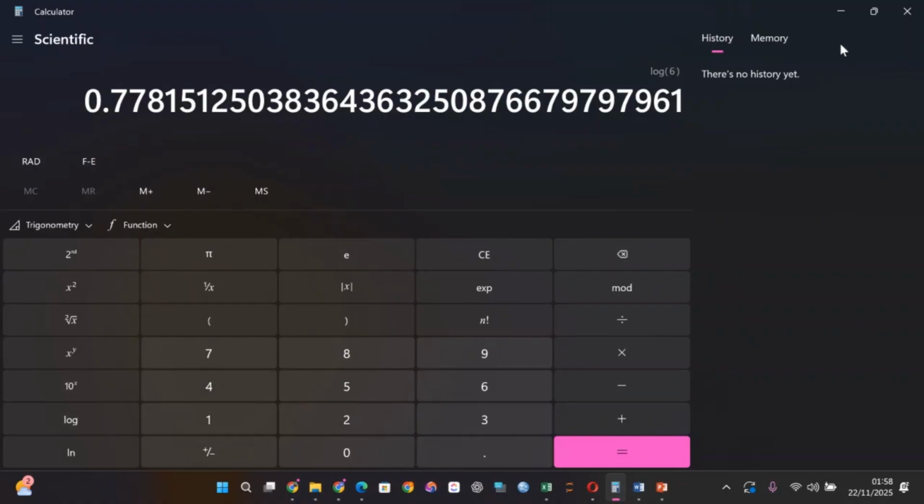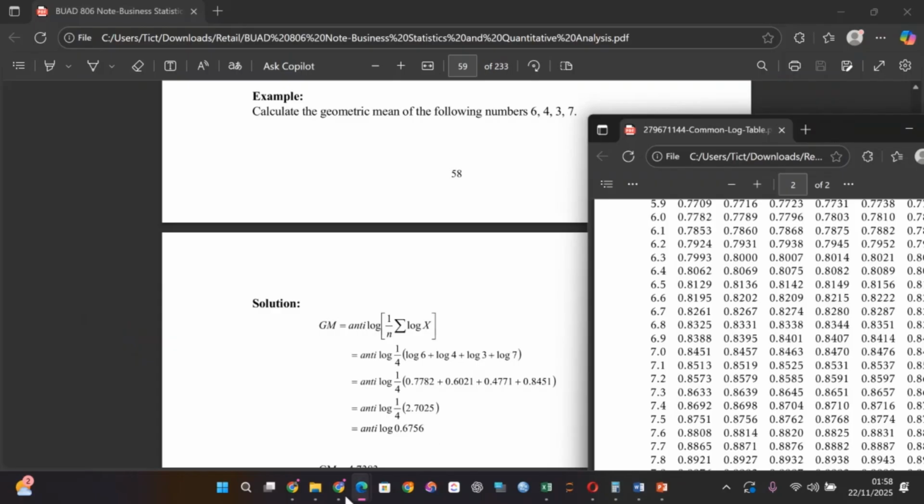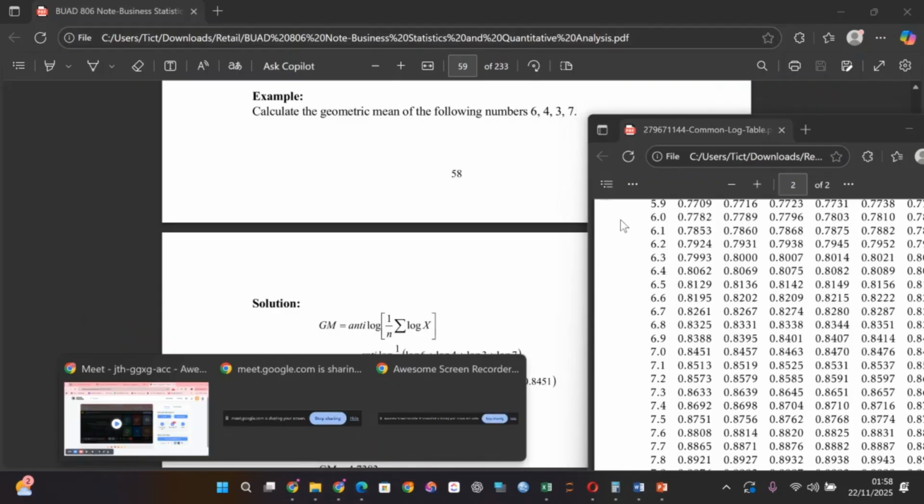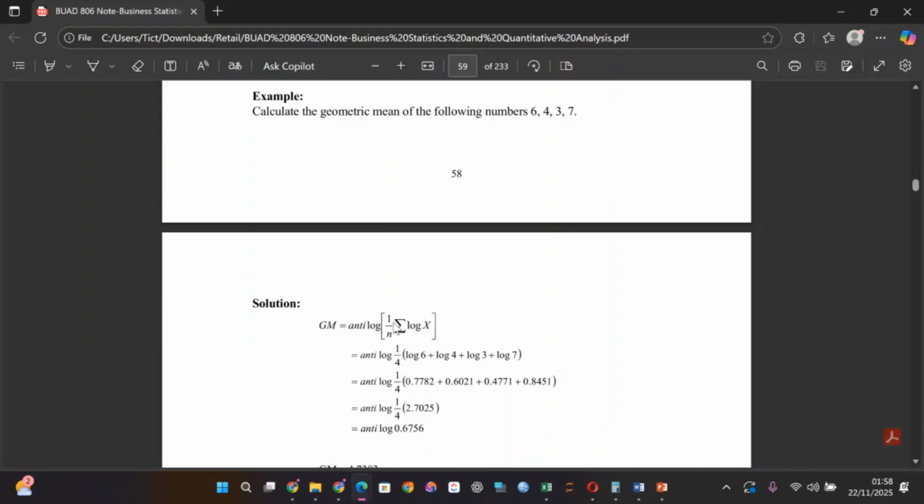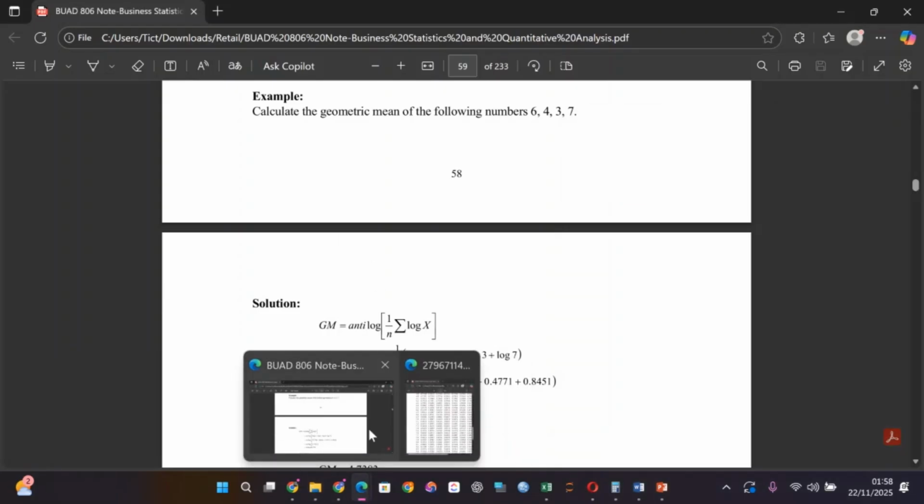Sorry, please. Your screen is not moving, so I'm not able to see the log thing with the log table you are using. Since you said we can't use a scientific calculator, it would be best if, okay, we understand how you are doing it.